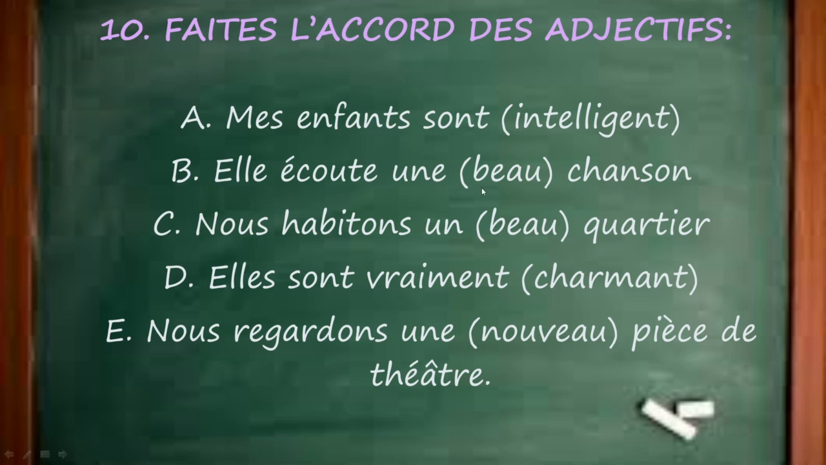So the adjective given in the bracket is beau, which means good or handsome. But actually here we are talking about a song. Chanson means a song, so it means beautiful or good. But the word chanson is feminine and it's singular. Here you can see it's given une. So une chanson means it's feminine and singular.